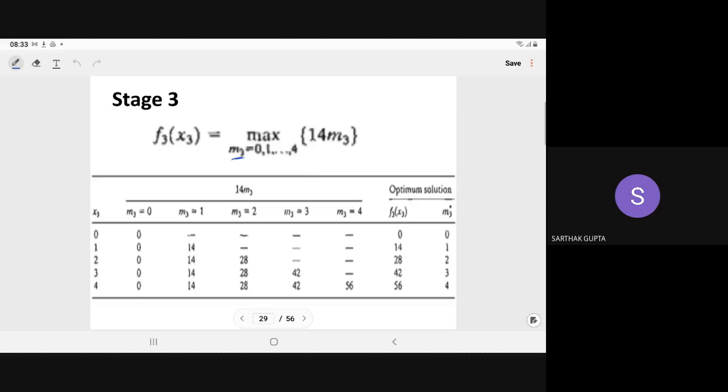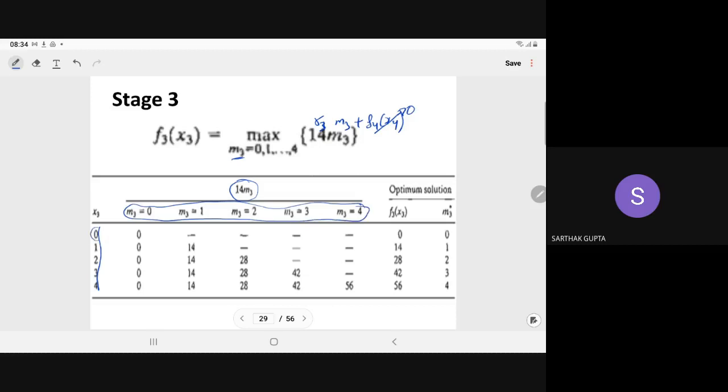So M3 can be 0, 1, 2, 3, 4, plus total revenue R3(M3) plus F4(X4). And you know that F of N plus 1 of X of N plus 1 is always 0. So if we have only 14 M3, that we have to maximize. Now, what can be the remaining weight? Remaining weight can be 0, 1, 2, 3, 4. Here we write the state. This is the correct way to write the dynamic programming table for the different stages. And here we write the alternatives.